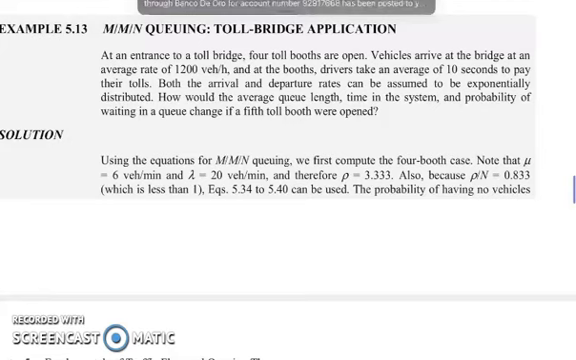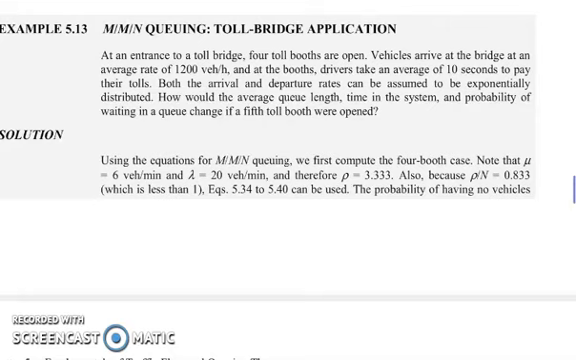Okay, for our problem, we have here an entrance to a toll bridge. 4 toll booths are open. Vehicles arrive at the bridge at an average rate of 1,200 vehicles per hour, and at the booth, drivers take an average of 10 seconds to pay their tolls. Both the arrival and departure rates can be assumed to be exponentially distributed. How would the average queue length, time in the system, and probability of waiting in a queue change if a fifth toll booth were open?